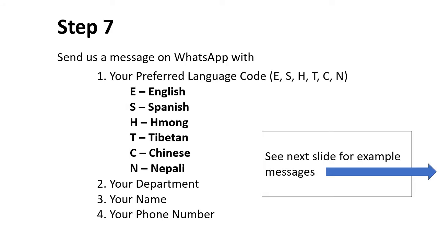Step 7. Now it's time for you to send us a message on WhatsApp if you want to enroll in this group. In your message, you need to send these 4 things. First, your preferred language code. Type E for English, S for Spanish, H for Hmong, T for Tibetan, C for Chinese, or N for Nepali. Second, your department. Third, your name. And fourth, your phone number. On the next slide, you'll see a couple of example messages.